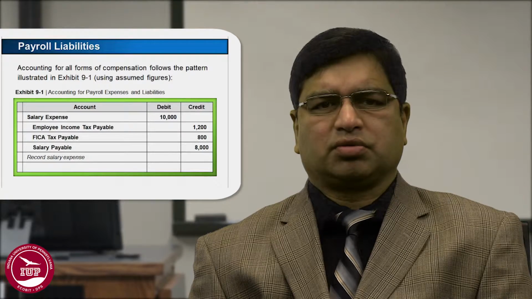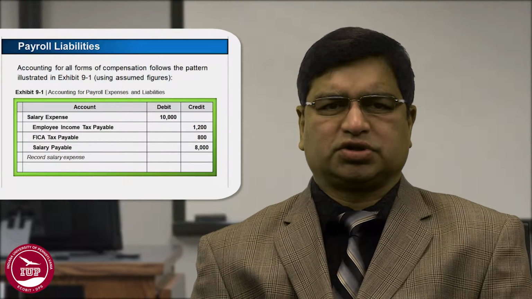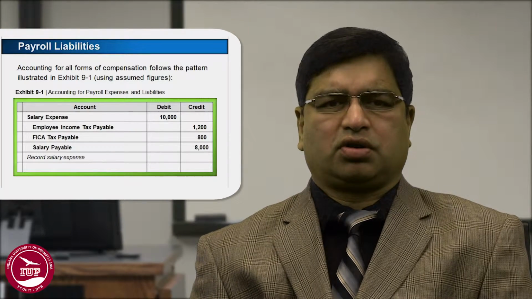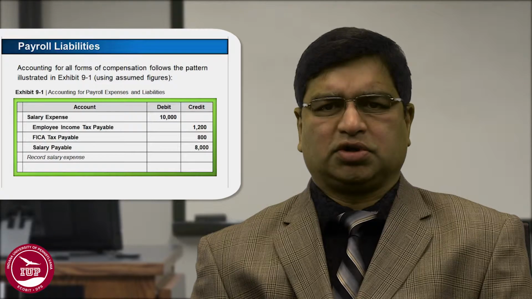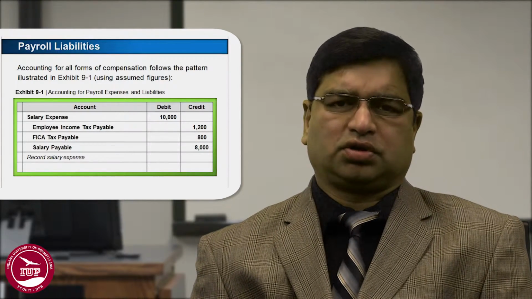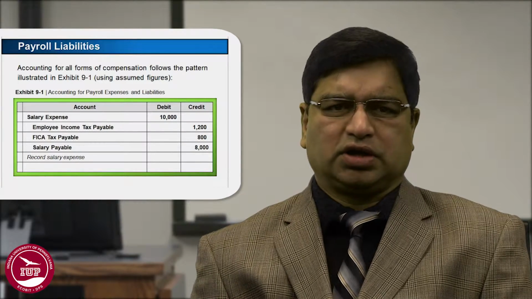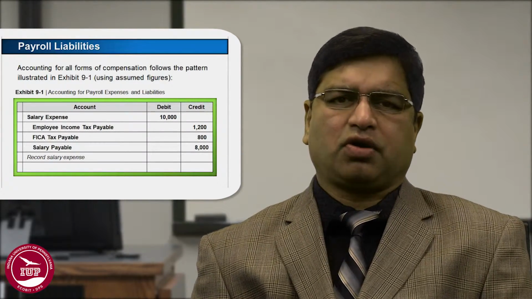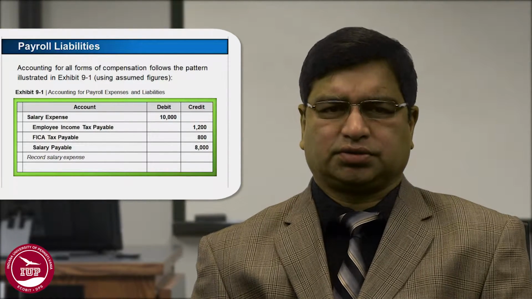So here are some of the numbers that have been assumed. Suppose your salary expense is $10,000. Your income tax payable is $1,200. FICA tax payable is $800. Once you have paid those items, then the balance of $8,000 is sent as a check or directly deposited into the employee's bank account.